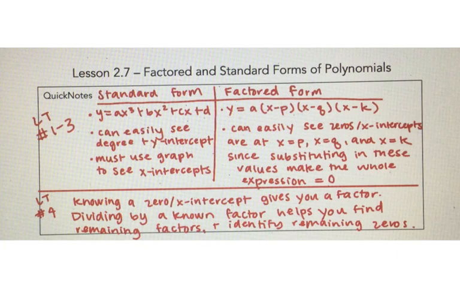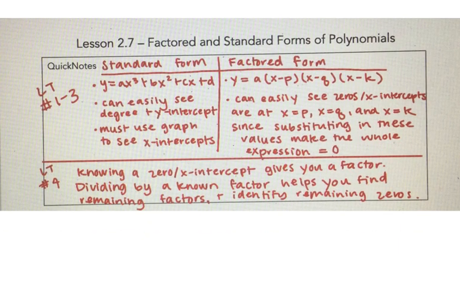Okay, I'm fixing to put up the notes here for 2.7. So they talk about factored form and standard form of a polynomial. What's good for what? It's very similar to a quadratic. What's standard form of a quadratic good for? What's factored form of a quadratic good for? It's really the same things here. And then learning target 4: knowing a 0 or x-intercept gives you a factor. Dividing by a known factor helps you find the remaining factors or identify any remaining zeros.